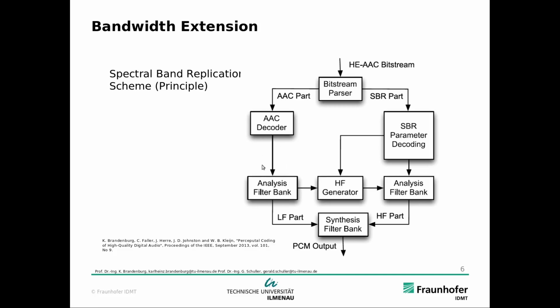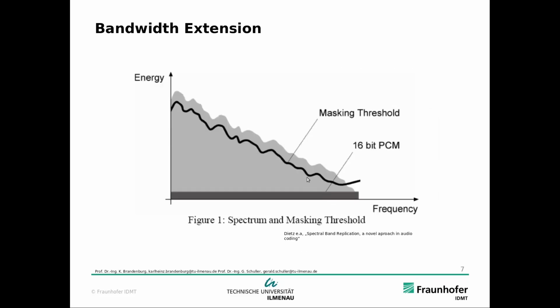So usually with the SBR we have this extra filter bank here. So this is how it looks like. We have our original spectrum. So here we can see at the low frequencies we have the highest energy. Then this black line here is the masking threshold, and the gray line shows the spectrum of the signal, and this dark gray bar here represents the quantization noise of 16-bit PCM. So that's the quantization noise of the original 16-bit encoded audio.